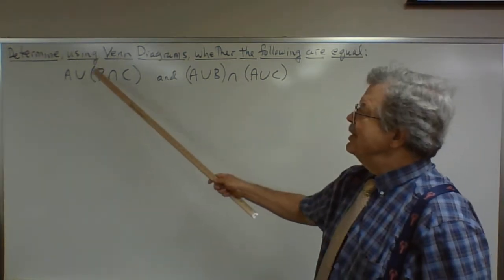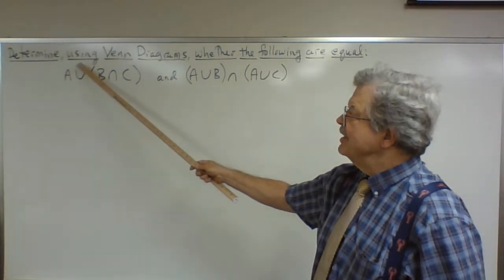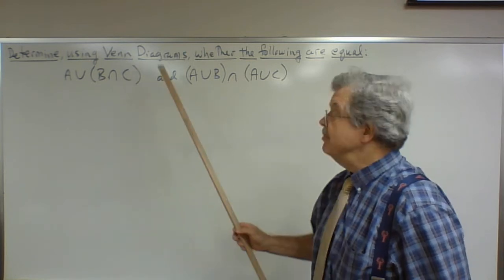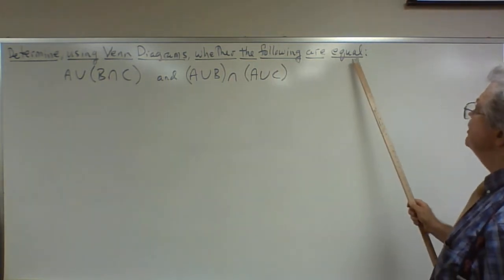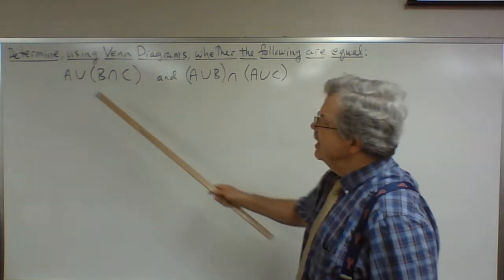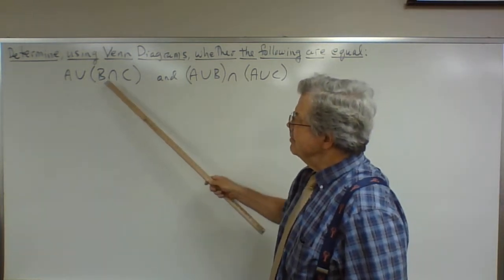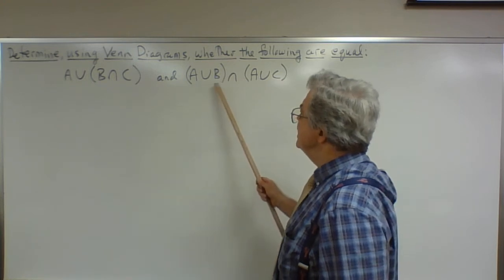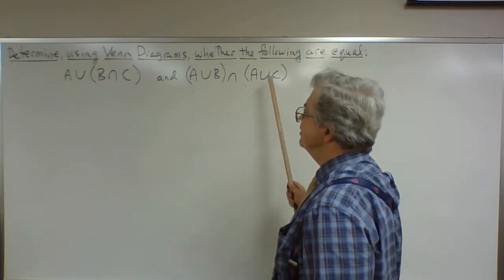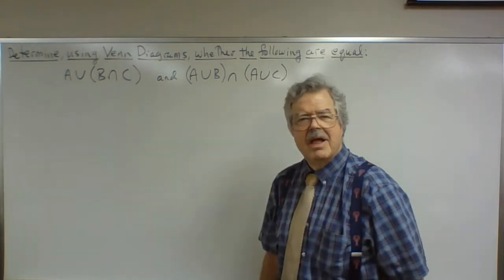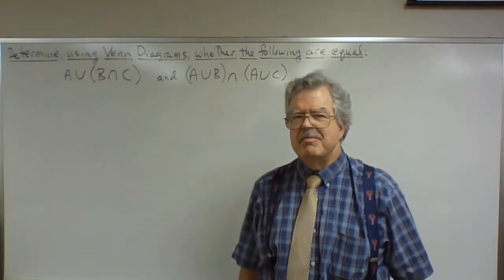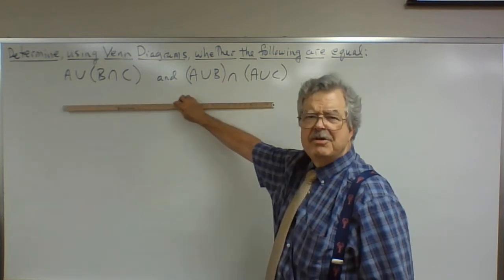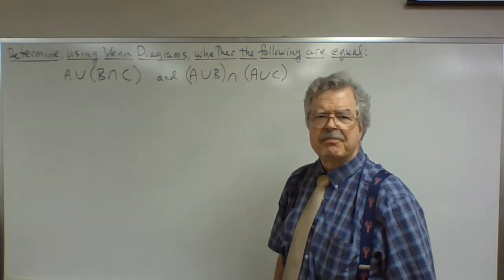Today we're going to be doing examples of this type. Determine, using Venn diagrams, whether the following sets are equal: A union B intersect C, and A union B intersect A union C. You might remember from an earlier lecture that we should know this is true.